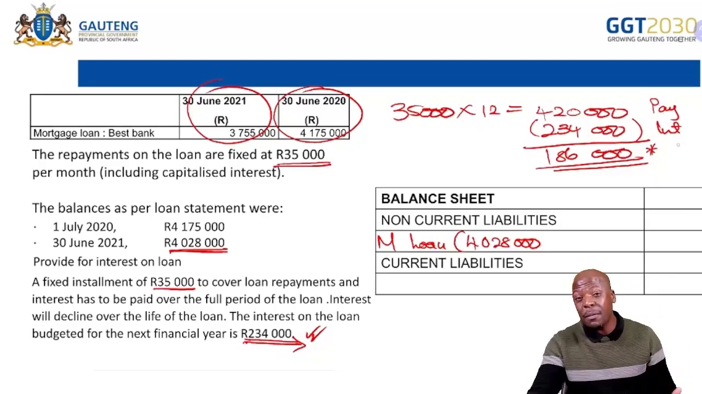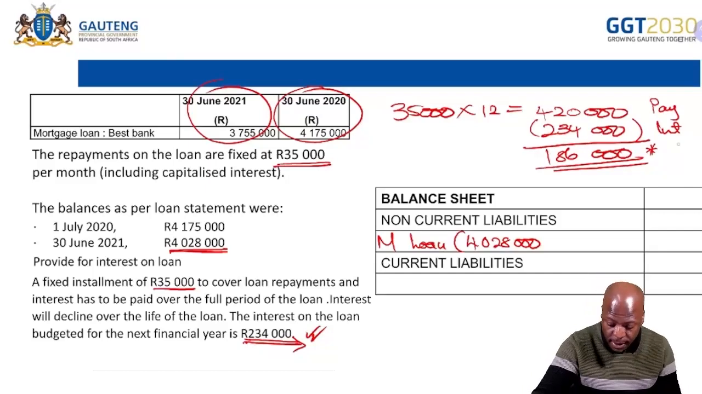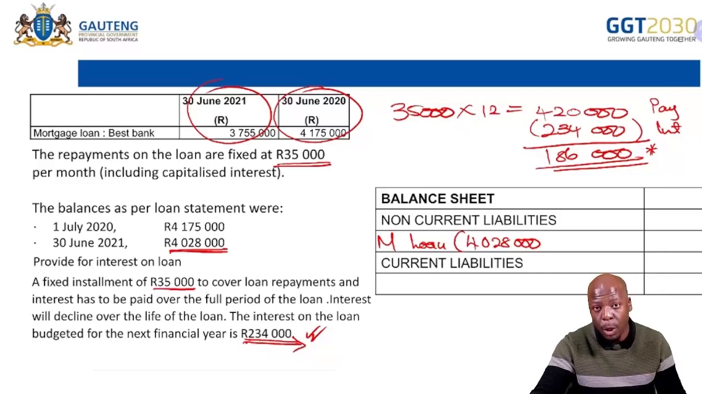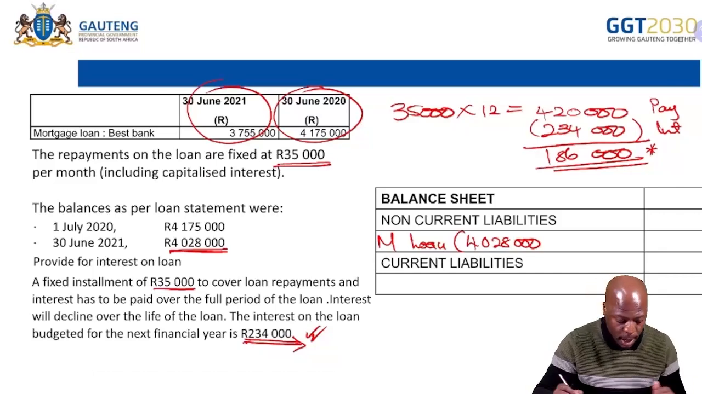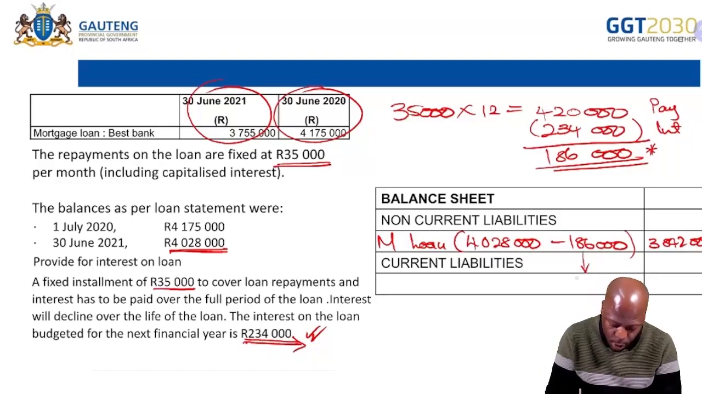Now, this is for the next financial period. Remember, this is for the next financial period. So what it means is, in the next financial period, I'm going to be paying 186,000 off the loan as short-term loan. That means I'm going to come here and I'm going to say 4,028,000 minus 186,000. If I close my bracket here, I'm going to get my 3,842,000.